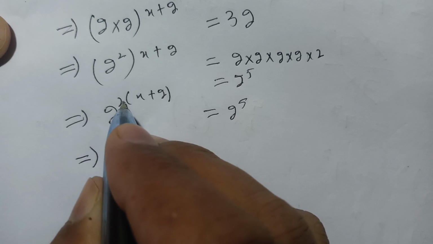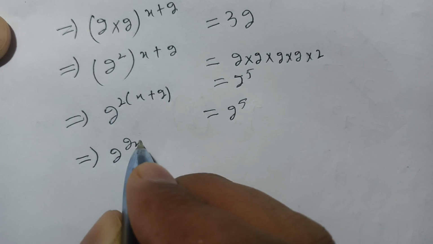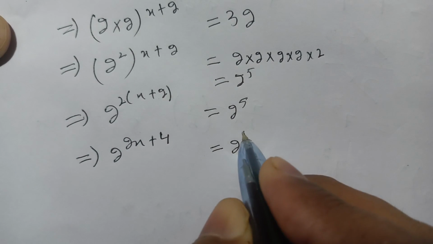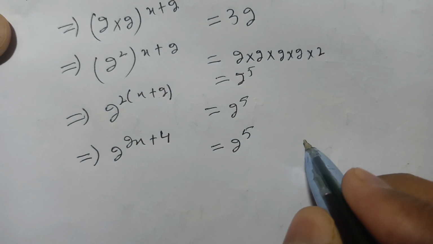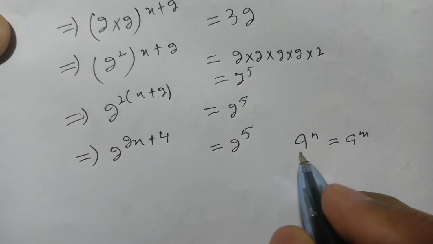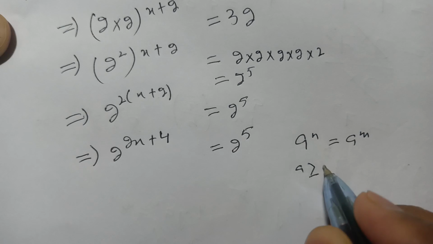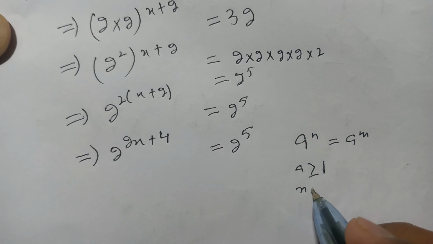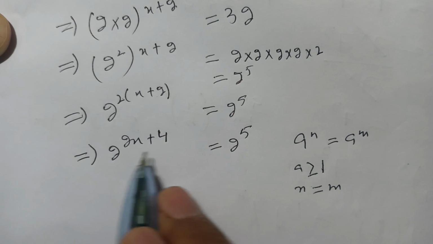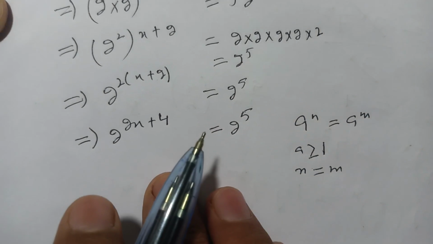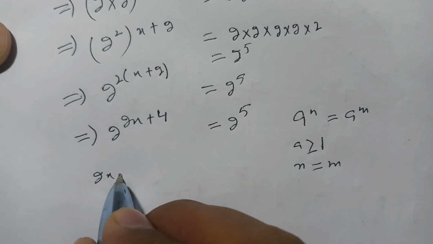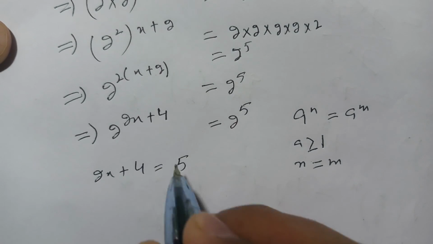Now we multiply 2 times x, 2 of x, plus 2 times 2, which becomes 4, is equal to 2 power 5. We know that if a power n is equal to a power m, where a is greater than 1, we can compare its powers, which means n is equal to m. Here the base is 2, which is greater than 1, so we compare its powers, which means 2x plus 4 is equal to 5.